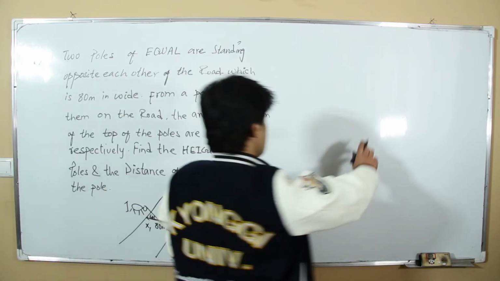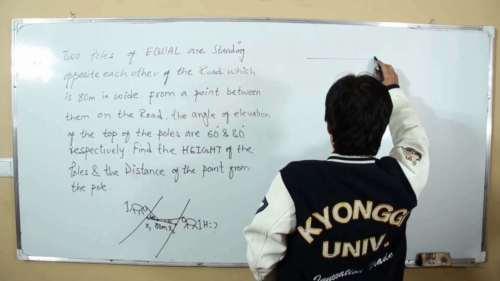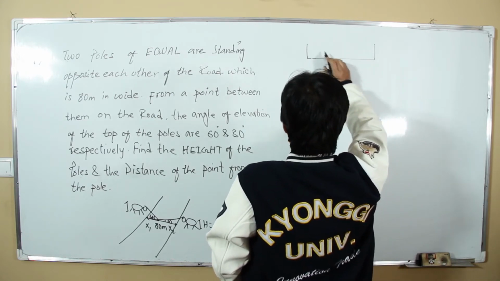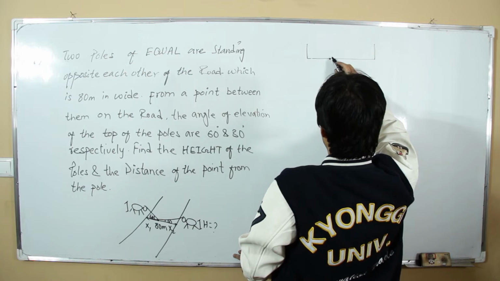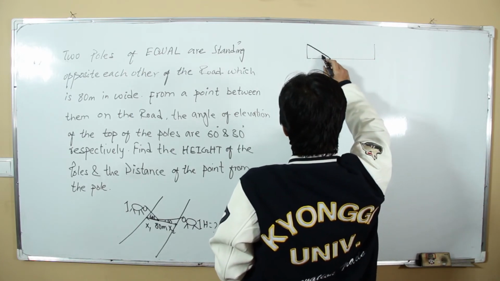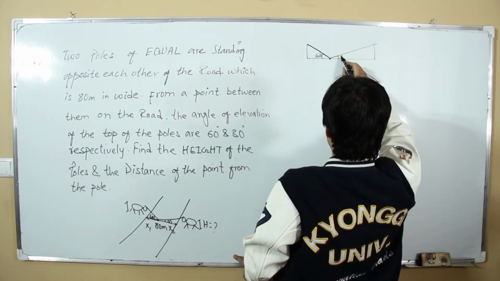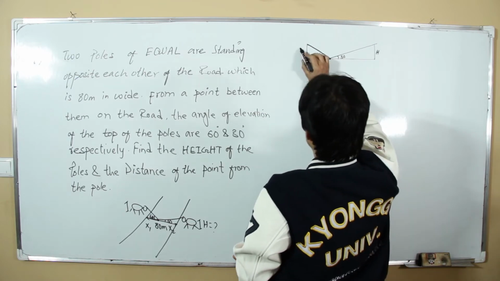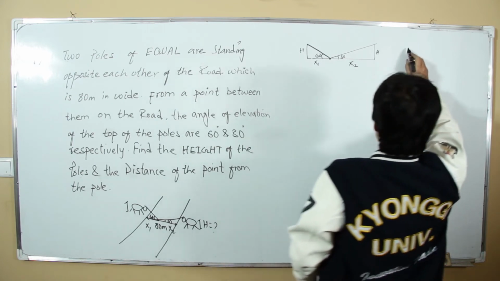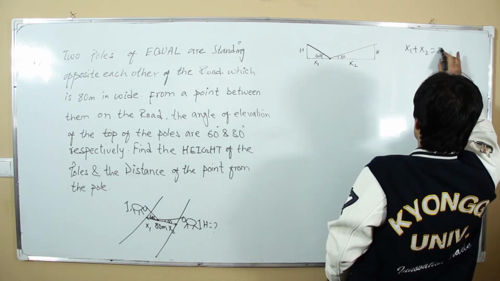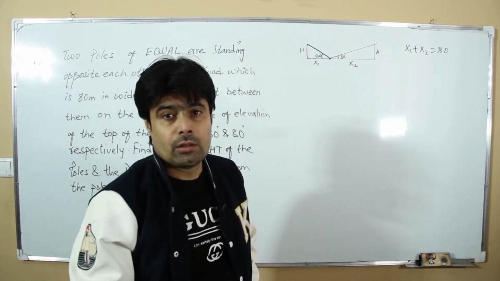I think it's like a triangle. We have the width of the road, we have here equal height of the pole. Now this is a point, this angle is 60 and this angle is 30. It's h, this one is also h. You don't know x1 and you don't know x2, but you know x1 plus x2 is 80. This is the width of the road.